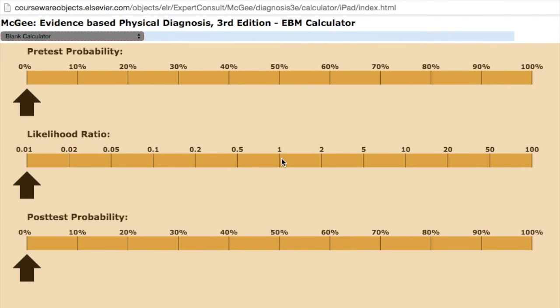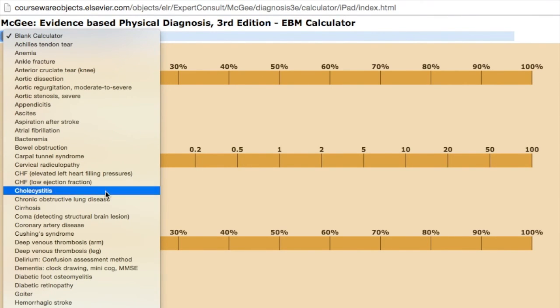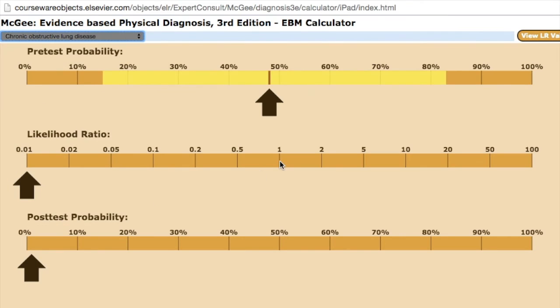So let's take a look a little further using McGee's evidence-based physical diagnosis calculator available online. So, from the drop-down menu, we select chronic obstructive lung disease, and we choose our pretest probability, based on how sure we are that this patient has underlying COPD to explain their symptoms. Now let's say we're pretty certain. Our pretest probability is 60%.